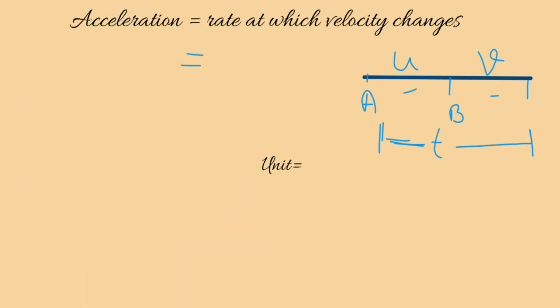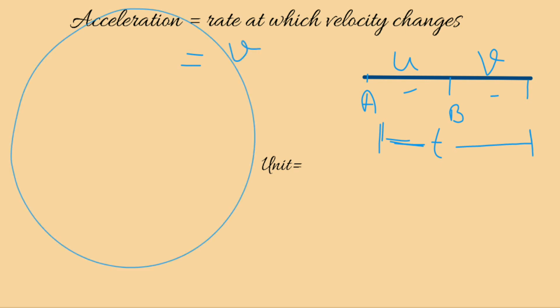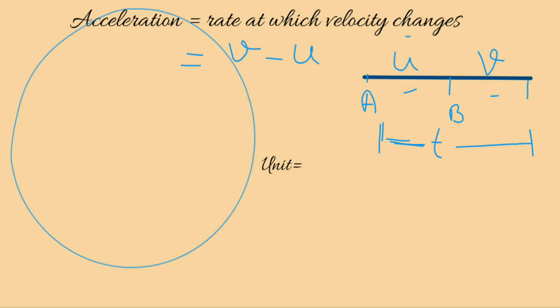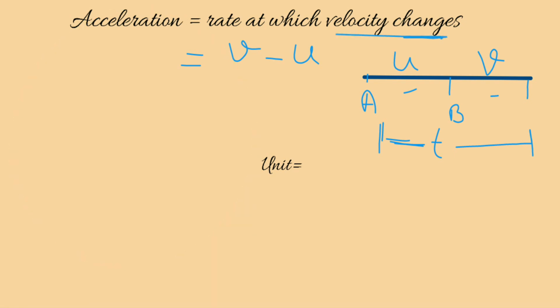Now we all know how we can write change. Change means final minus initial. So this way we are writing the change of velocity. Change of velocity means v minus u.